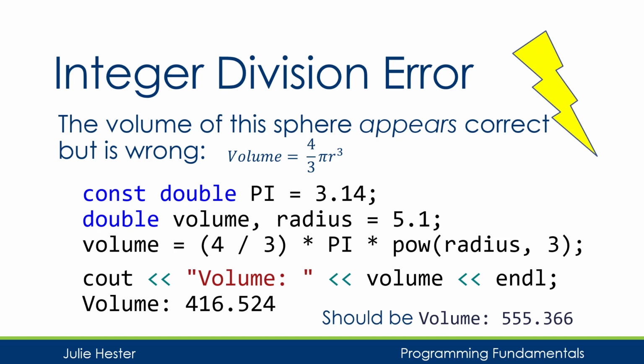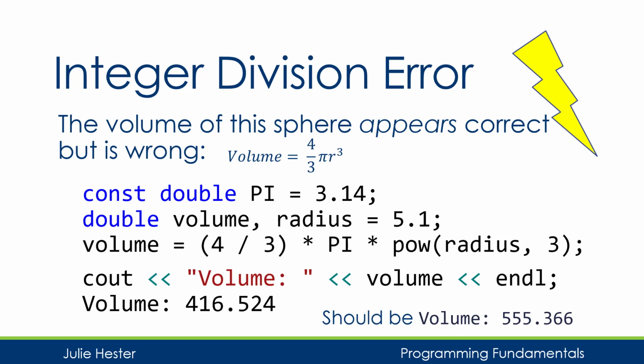Well, again, we're working with integer division when we divide these two constants, 4 and 3. 4 divided by 3 mathematically is 1.33, but with integer division, 4 divided by 3 is going to truncate that fraction. It's going to become 1, and now we're multiplying the other values by a smaller number than we should be. So in this case, this might be a harder problem to discover.